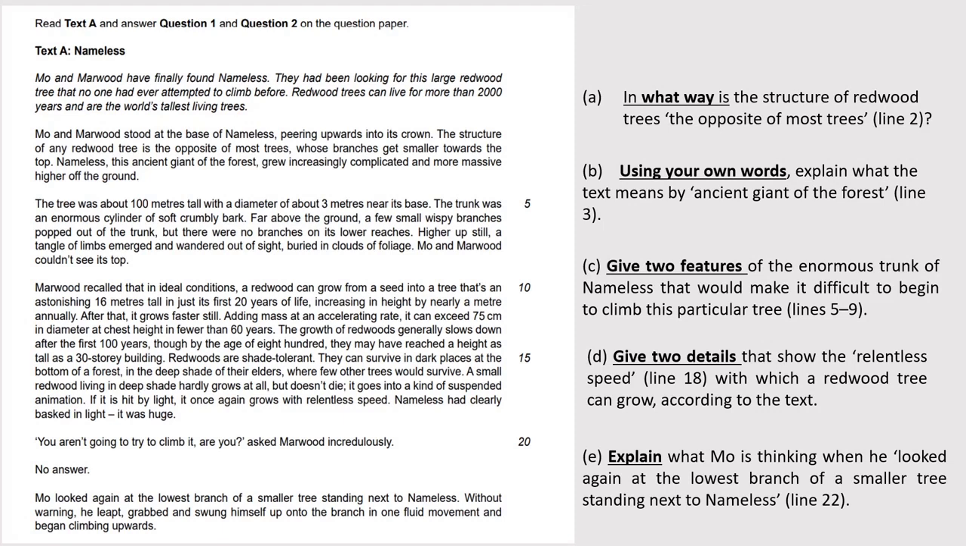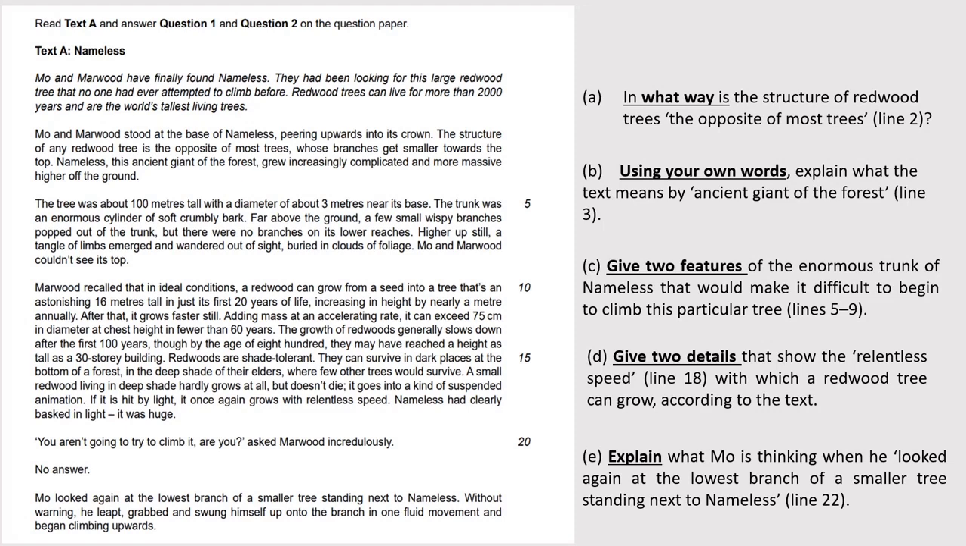Question C is very interesting. Give 2 features, okay, of the enormous trunk of nameless that would make it difficult to begin to climb this particular tree. And this is from lines 5 to 9. Now, it's a 2 mark answer. That means I need to give 2 features, okay. Let's read from lines 5 to 9.